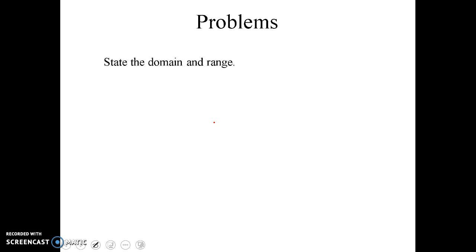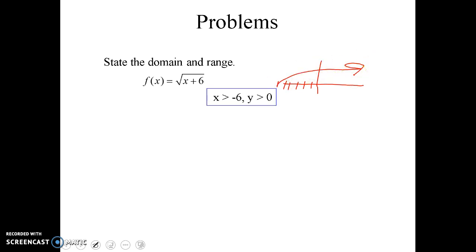Let's take a look at the domain and the range of these. If I have a function that looks like this, I know it's going to start at negative 6, 0. It's going to look something like this, 1, 2, 3, 4, 5, 6, and shoot off in the positive direction, which means the domain is going to be the x values that are greater than or equal to negative 6, and the range values are going to be the y values that are greater than or equal to 0. Greater than or equal to, it should be on both of those.